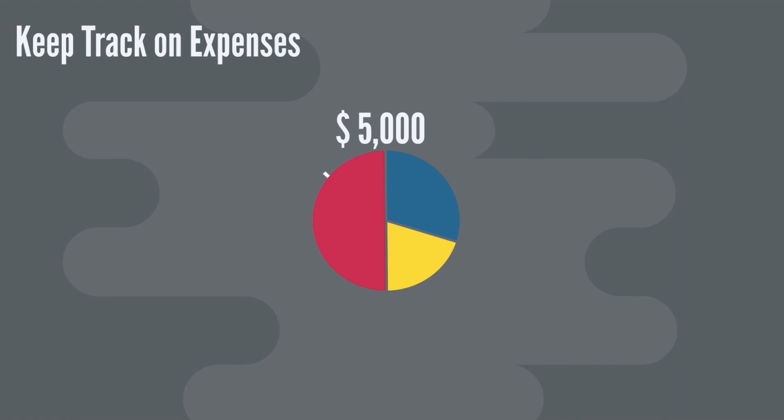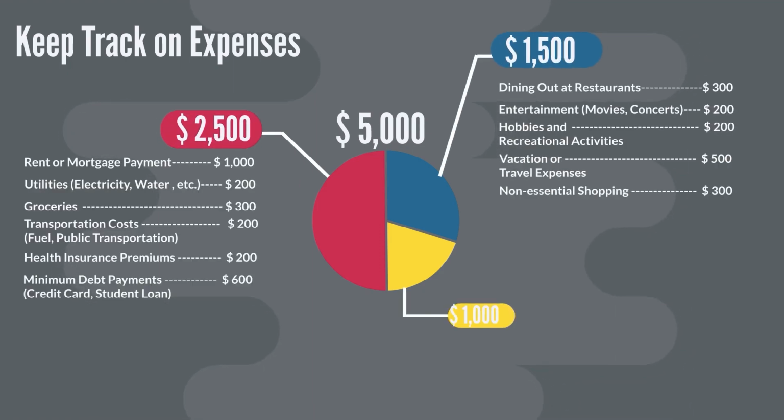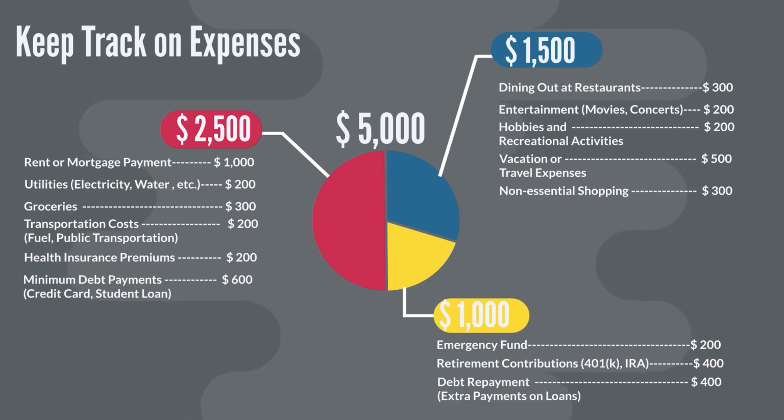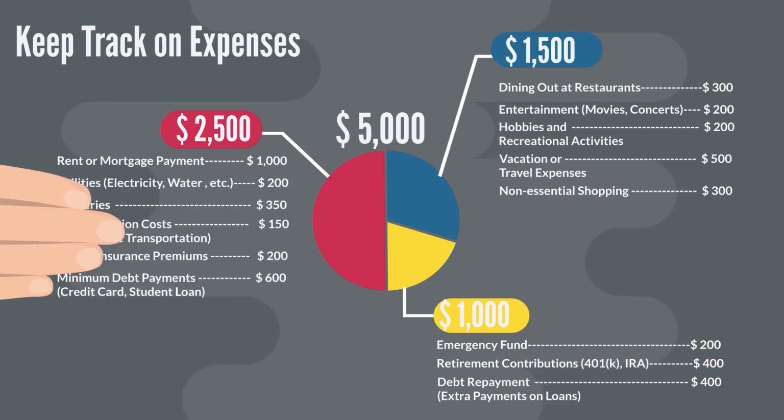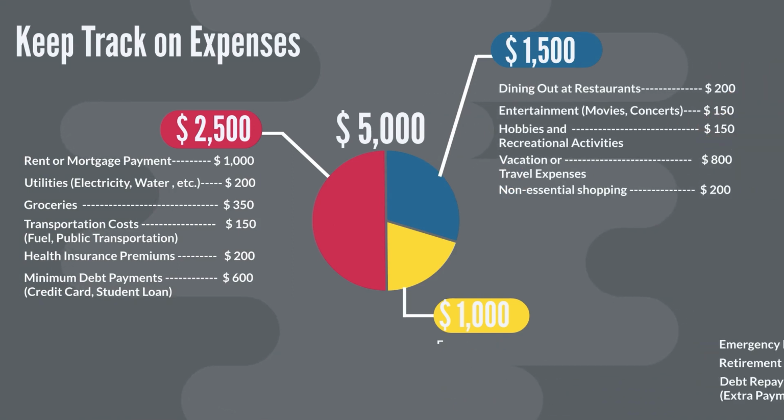Regularly track your expenses and review your budget to ensure you stay within the allocated percentages for needs, wants, and savings. Make adjustments as necessary to maintain balance and accommodate any changes in your income or financial goals.